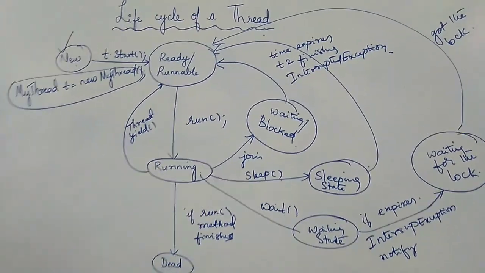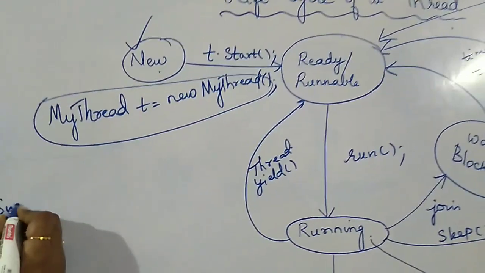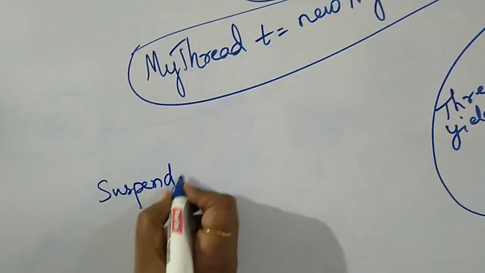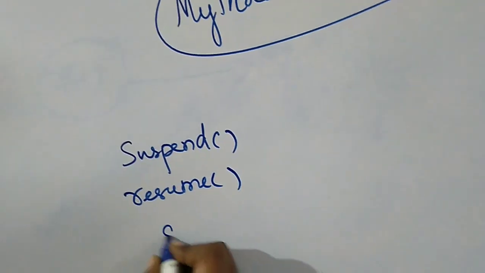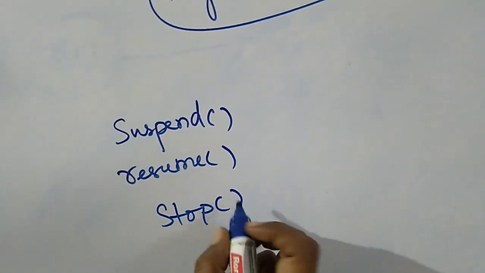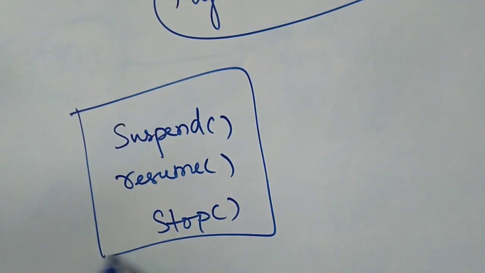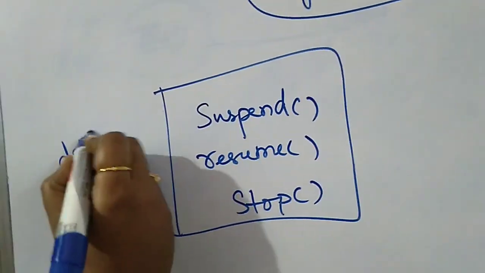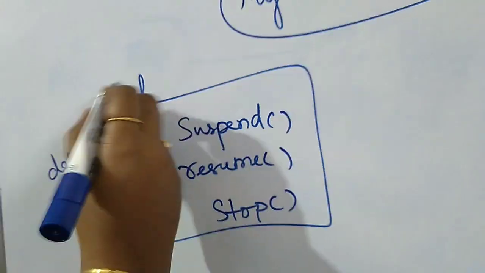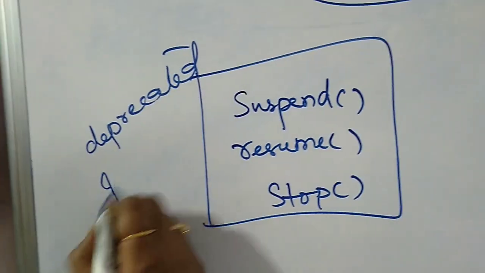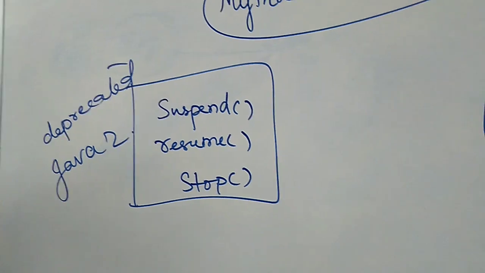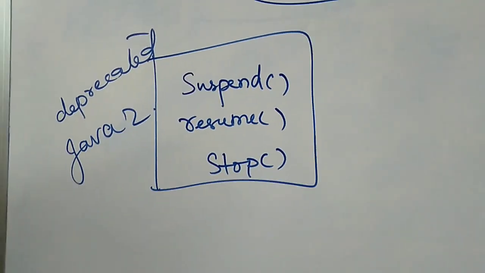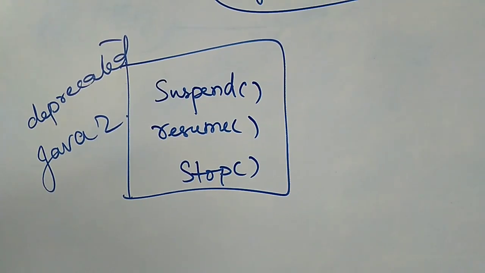There are three methods: suspend method, resume method and stop method. Friends, these three methods are deprecated, and they are deprecated from Java 2. What does deprecation mean? Deprecation means that they are no longer in use.